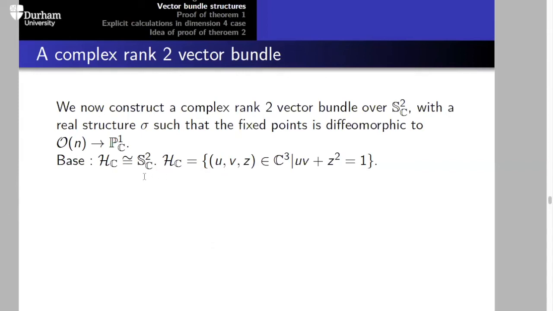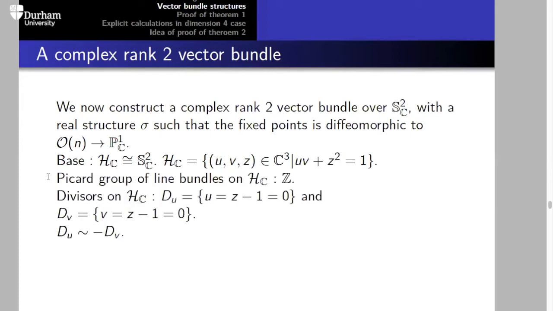But in order to better describe the vector bundle and the real structure, I'm going to use the fact that over the complex, this variety S2C is isomorphic to HC. And if you remember, that means HC can be thought of as the points of C3 that satisfy U times V plus Z squared equals 1. Some of you might recognize this variety. It's one of the Danielewski surfaces in C3. So it's isomorphic to S2C, and so that will be my base.